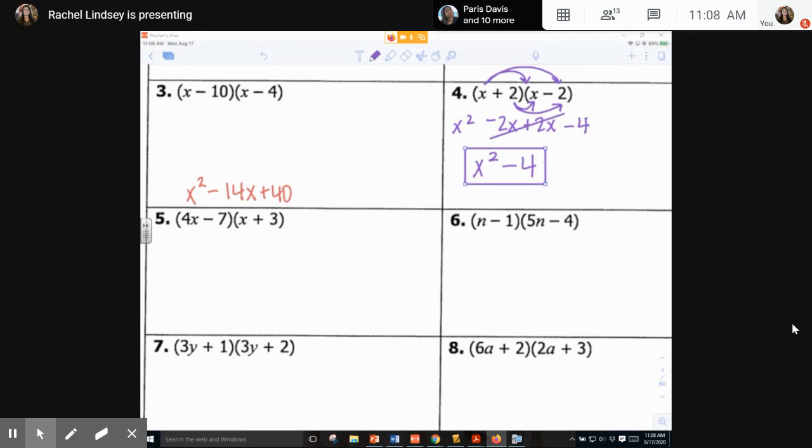Okay, now number 5. Distribute the 4x to the x was 4x times x. 4x squared. 4 times 1 gives you 4. X times x gives you x squared. Okay, what's 4x times 3? 12x. 12x. Negative 7 times x. Then negative 7 times 3. Negative 21.